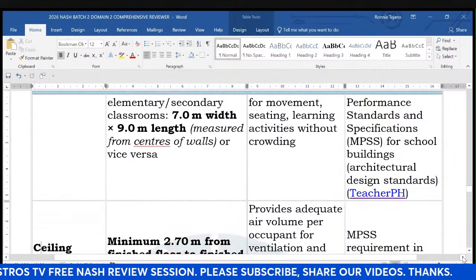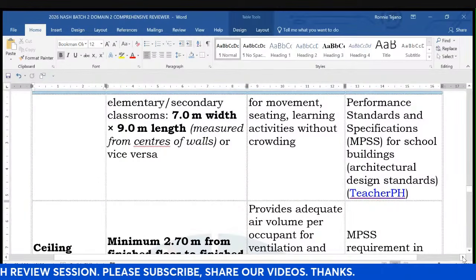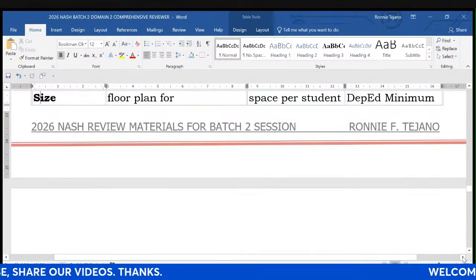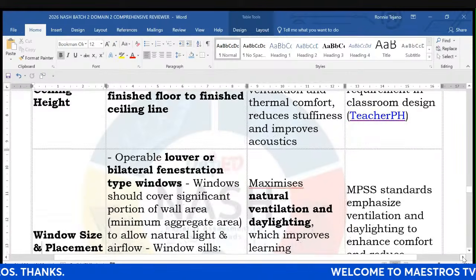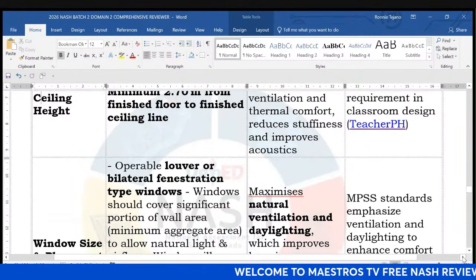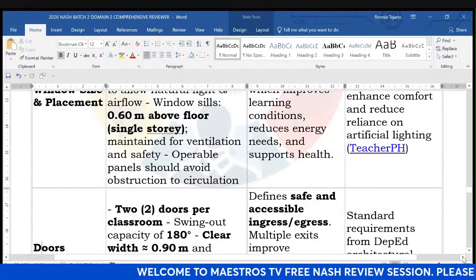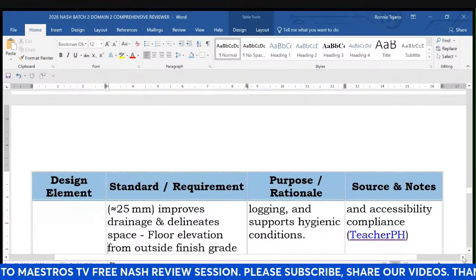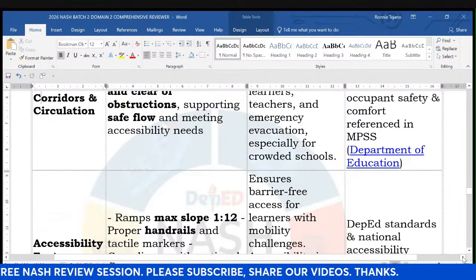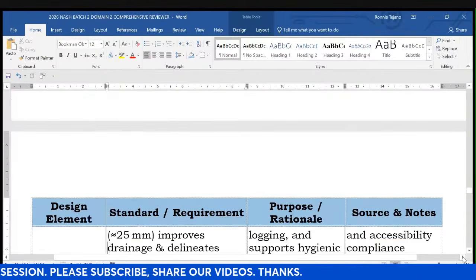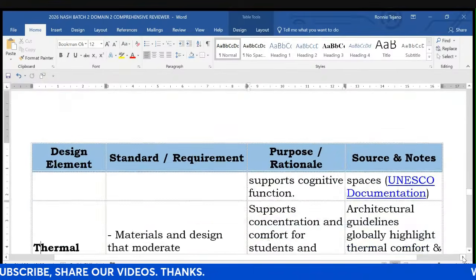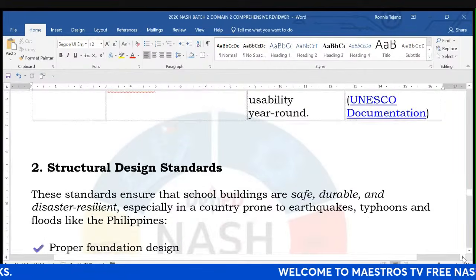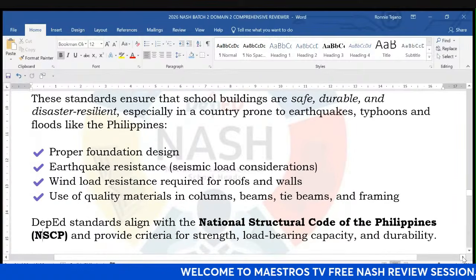Now, here are the designs, specific designs. For the ceiling and height, the window placement, the doors, 180, nakuha nyo kanina. For the corridors and floorings, purpose pag pinapalaki mo ang word, no? Thermal comforts, the structural design standards, okay?